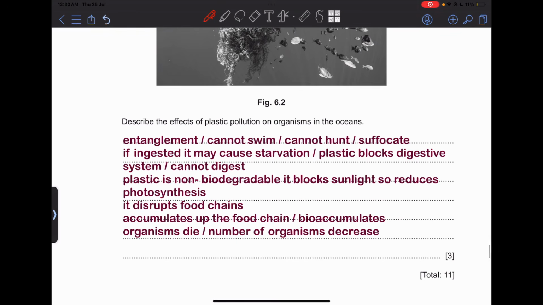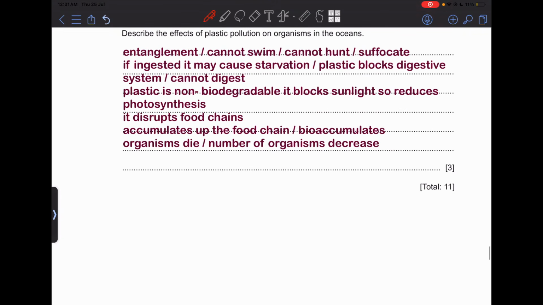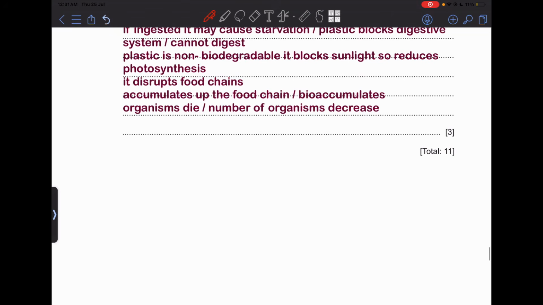And as plastic is also non-biodegradable, it will block sunlight and reduce photosynthesis. So for example, if there is plastic floating on the surface of the water, the plants will receive less sunlight. So there will also be more death of plants because there is less photosynthesis. It will disrupt food chains, and it may accumulate up the food chain and cause more organisms to die, and the number of organisms in the sea may decrease.